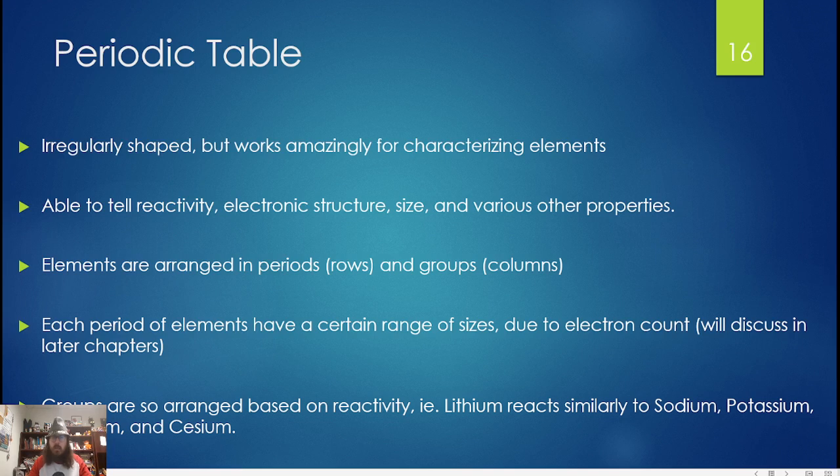Each period has a certain range in sizes, and this is going to be due to electron count, which will come up in a few chapters. But essentially we have electron clouds that are going to build on each other like Russian nesting dolls. And so each time we go down a row, go down a period, we're going to add another layer. And so atoms are going to get bigger and bigger because we're adding another set. And so the limitation of what layer we can get to is defined by what row we are in.